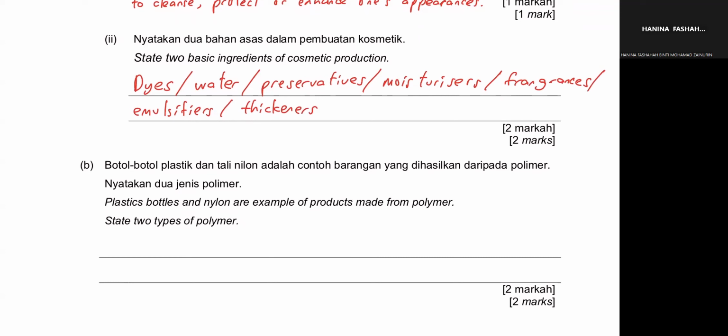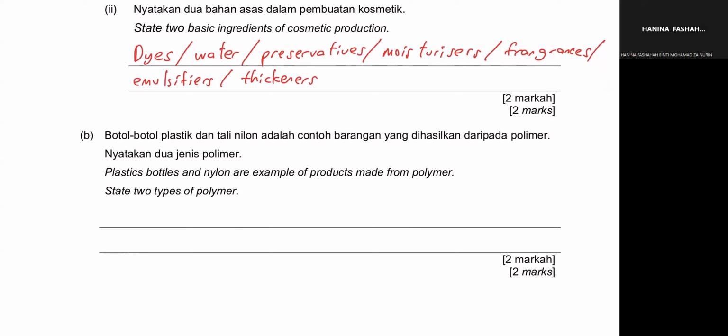Then B is talking about type of polymer. The products listed are plastic bottle and nylon. This is according to examples of products made from polymer. State two types of polymer.